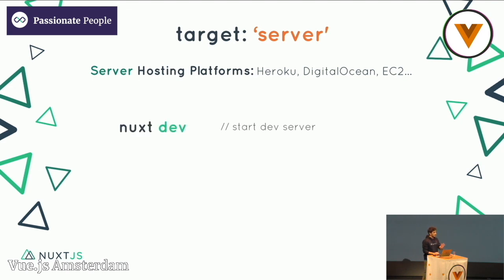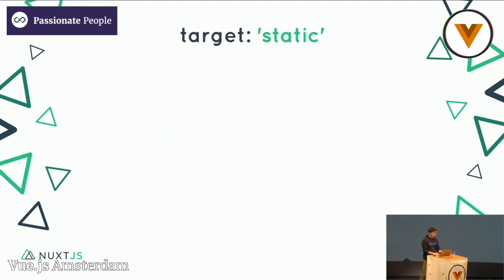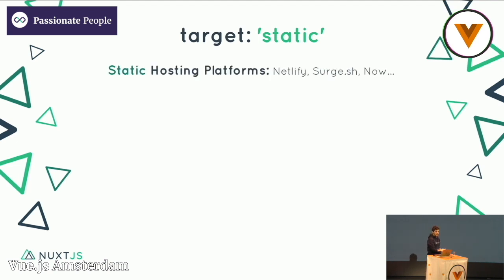So with this target server, which is the default value, you run nuxt dev, same as today, nuxt build, that will bundle your Vue application in .nuxt/dist, and nuxt start to start your production server with the production bundle. So this doesn't change if you already use Nuxt. Target static is the new mode, and it also opens more possibilities like serverless, but that's not the topic right now. We have static for static hosting, like Netlify, Surge, Now, or any other static host, like S3.